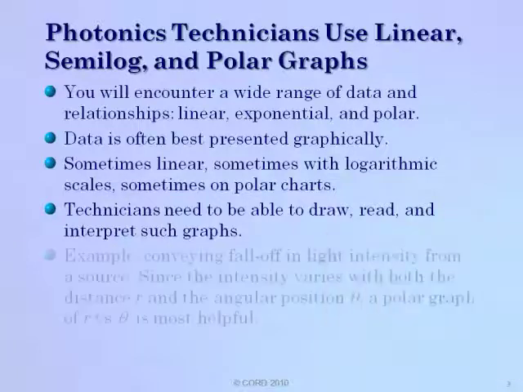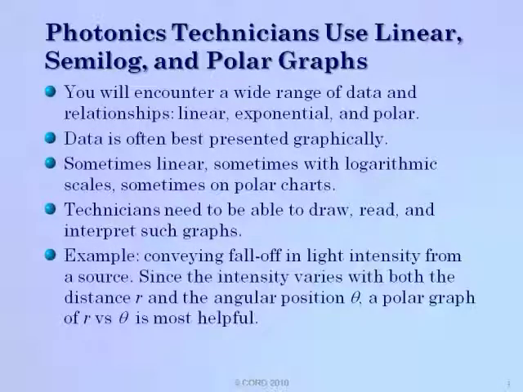So for example, if you're examining the fall off in light intensity from a source, since the intensity varies with both the distance and the angular position around that source, a polar graph of r versus theta is the most helpful kind of graph to use in that situation.